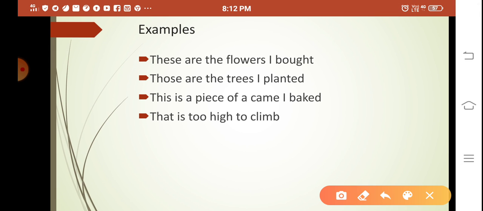This is a piece of cake. Sorry, this is the piece of cake I baked. So this is the piece of cake, somebody is showing. This is a piece of cake I baked.